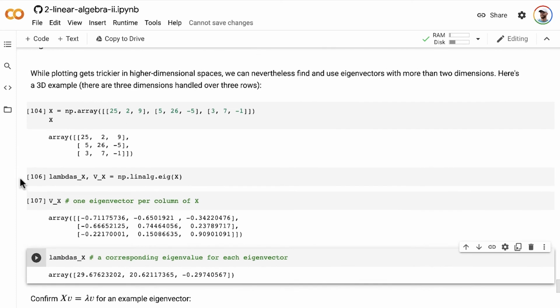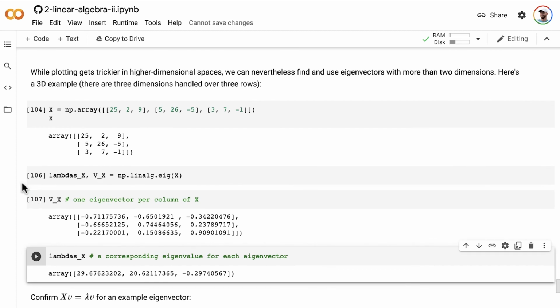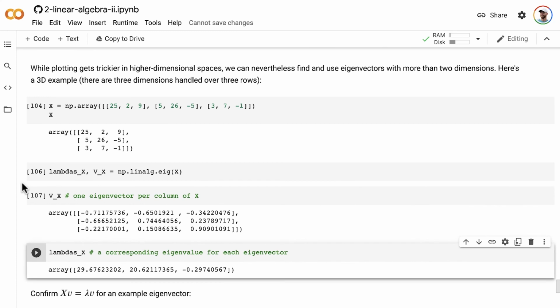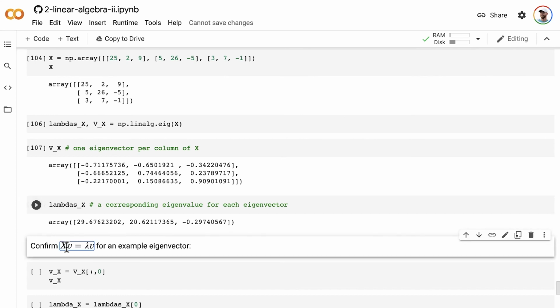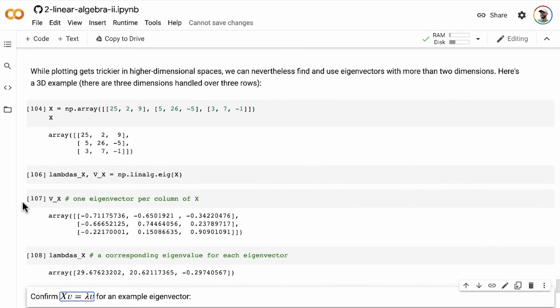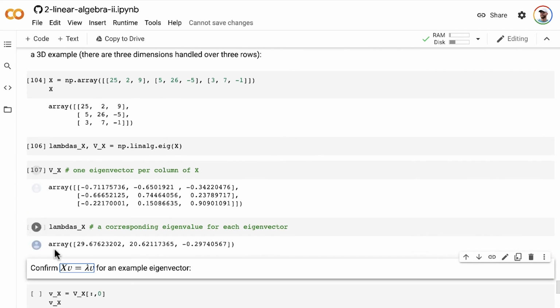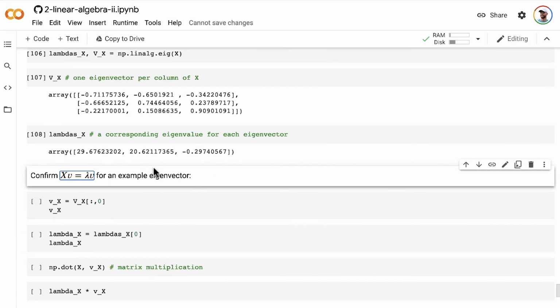And if we had a 4x4 matrix or a 5x5 matrix, then we'd end up with 4 eigenvectors and 4 eigenvalues, or 5 eigenvectors and 5 eigenvalues, respectively. And whatever the dimensionality, we can confirm that the original matrix that we are finding the eigenvectors and eigenvalues for, multiplied by any given eigenvector, is equal to that eigenvector's eigenvalue multiplied by the eigenvector. So we can confirm this for one example. Let's do the first eigenvector.